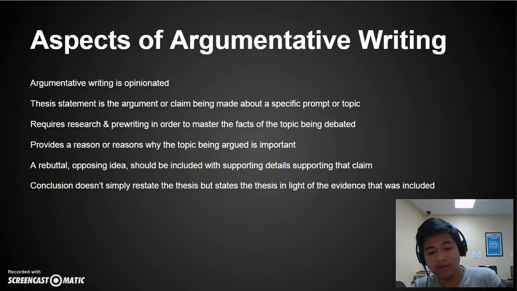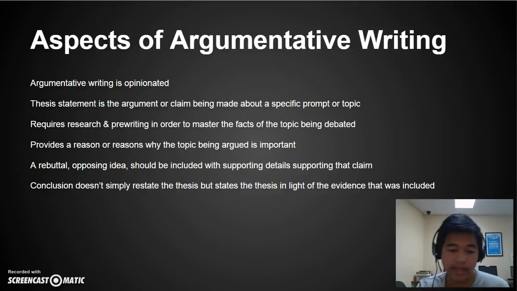Provides a reason or reasons why the topic being argued is important. And this is important because you want to keep your reader interested. You want to make sure they know why this topic is important. Therefore, it's going to keep them reading. And you want to provide the rebuttal. You don't want to leave that out. You want to bring it in because it does help your argument to bring up the opposing ideas, because it'll make your argument seem stronger when you suppress the opposing idea.